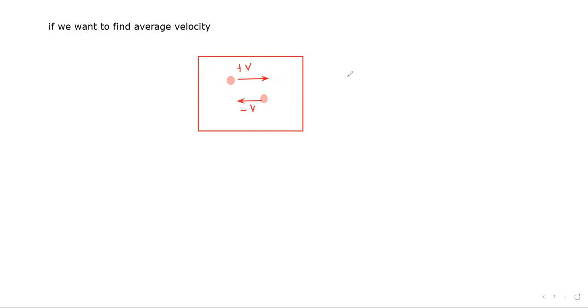But when I take an average velocity here, it will be plus v, then the second one is minus v, and divided by 2, because I'm taking two values. So it will be v minus v divided by 2, and v minus v is 0. So 0 divided by 2, I should get 0. The kinetic energy is 0.